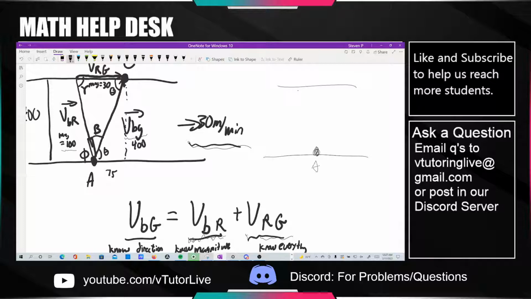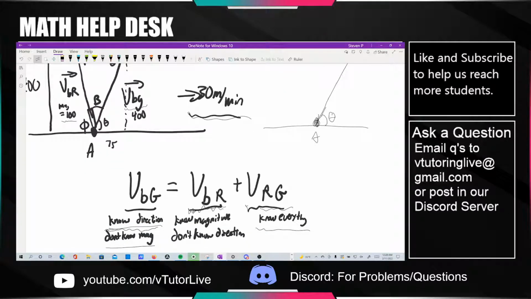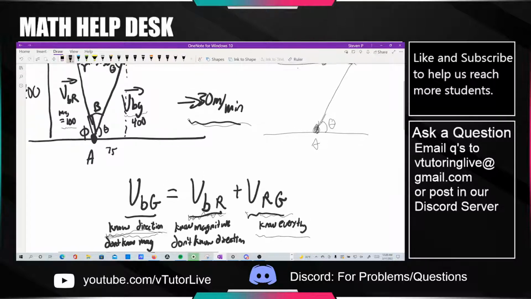So if this is A, and this is B, and this is C, you can figure out the entire path is going to be given by this vector from A to C, right? This is the desired path that you're going to be traveling in real space from the perspective of the ground. So this is going to give you the angle theta. And this angle theta is basically this known direction right here.